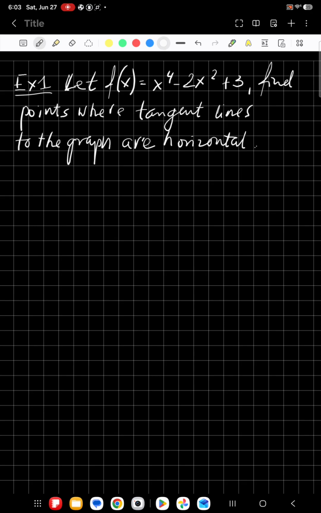Okay, so basically, what does that mean? Well, that's not really the graph of that function, because I want to do it later in a moment. Let's say we have a graph. So those tangent lines that are horizontal would be right there and right there. Okay, so these are the points we need to find.